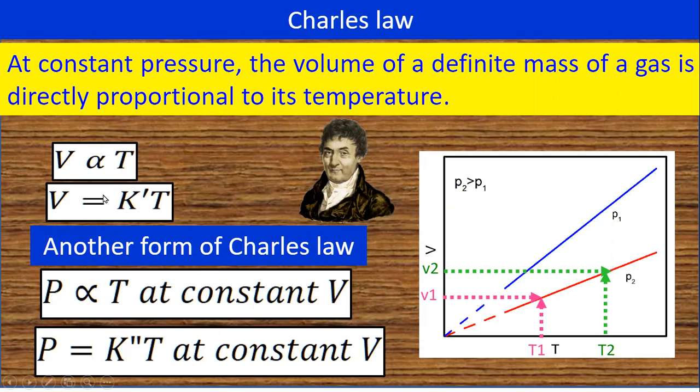And you can again change it: another constant, you put K dash, and you have T. This is another form of Charles' law. In the earlier form the pressure was constant; here the volume is constant. So if volume is constant, you can have a relationship between the pressure and temperature: at constant volume, pressure is directly related to temperature. So these are the two forms of Charles' law.